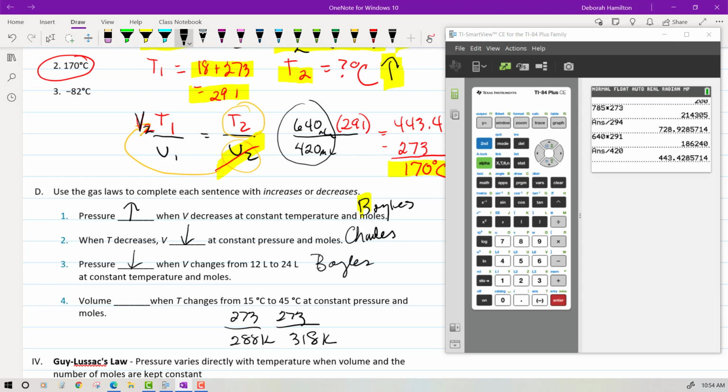But the volume still is increasing when the temperature changes. As the temperature gets warmer, the molecules are going to be moving faster, and if you're at constant pressure and moles, the volume has to expand to accommodate that increase in temperature. And again, that's Charles's law. Charles's law involves volume and temperature. Boyle's law involves the pressure and volume. One is inverse, and the other is a direct relationship.